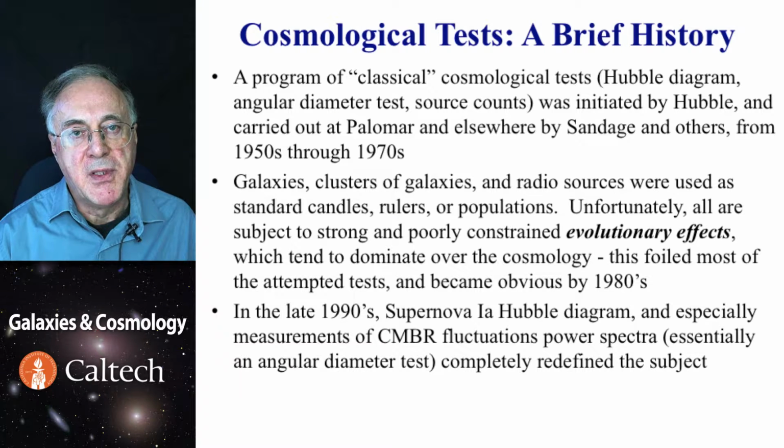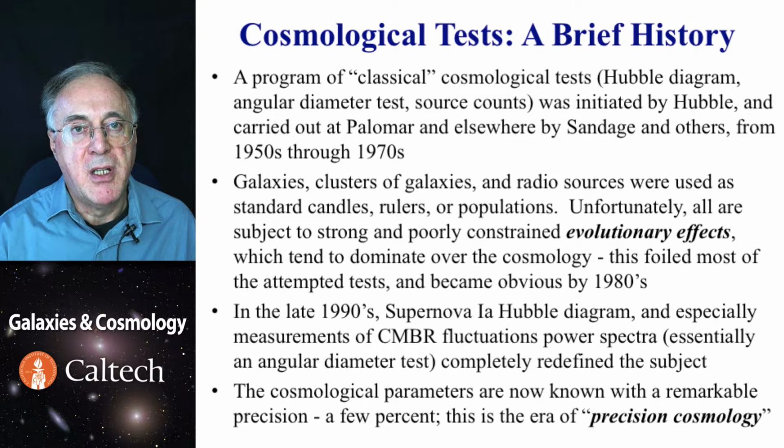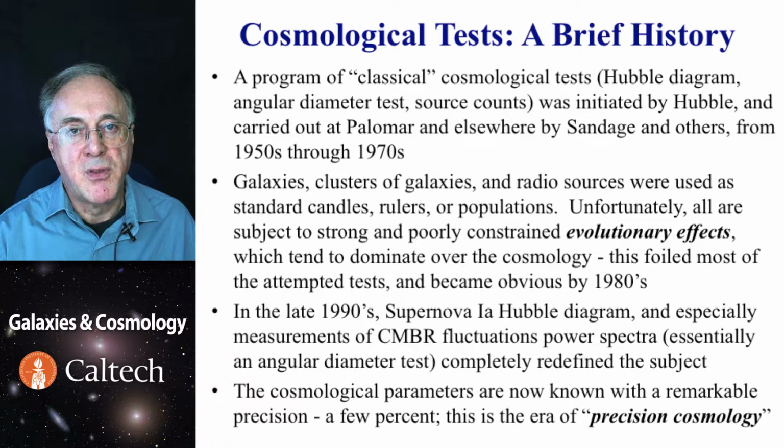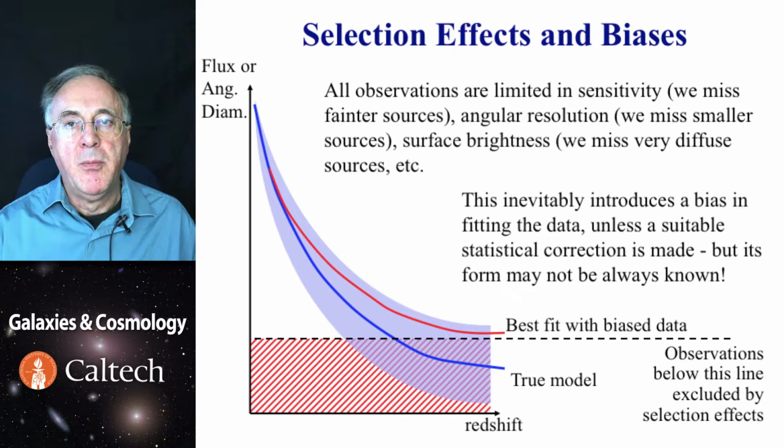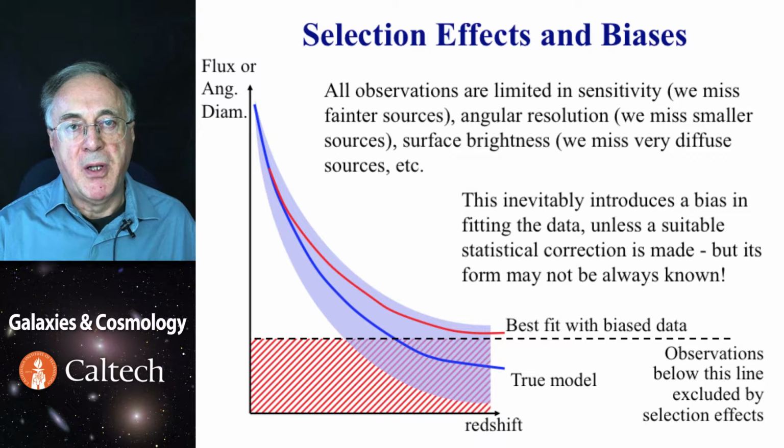The revival of this came in the 1990s through the supernova Hubble diagram and also through the revival of the angular diameter test through the cosmic microwave background. This essentially completely revived the subject, and the original goal of cosmology, that is, to determine what kind of universe we live in, was finally achieved at a level of precision that people in prior decades just couldn't even dream about. But there are some general issues to be aware of.